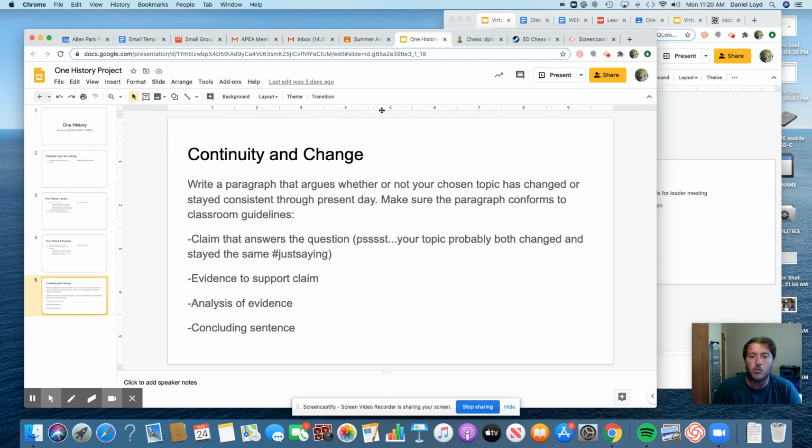And then finally, you're going to write the continuity and change paragraph. Continuity and change is one of the big themes that we're going to discuss in this class. What are the things that have continued and stayed the same throughout the entire history? What things have changed? It can be both. It doesn't have to be, but it can be both. So you're going to be writing an argument to that extent.